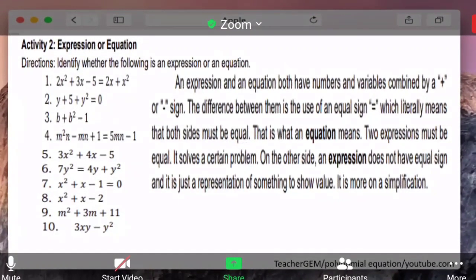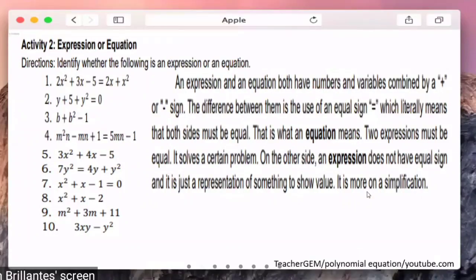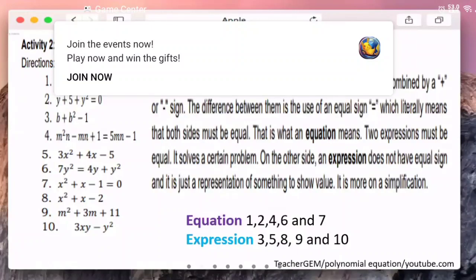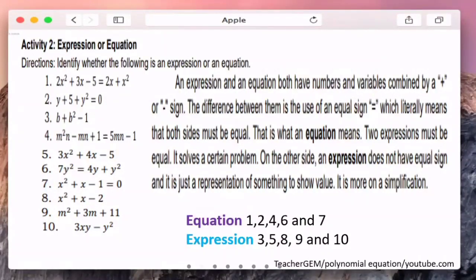So, again po ha. So, yung mga expression daw po natin ng equation. Si equation natin, number 1, number 2, number 4, and number 7. Bakit? Diba yun sila yung mga may equal sign. And si expression naman daw po, si 3, si 5, si 8 and 9 and 10 daw po. Bakit po? Kasi sila naman po yung mga walang equal sign. Ganon kadali po ang differentiate ng identify ng ating expression and equation itself.